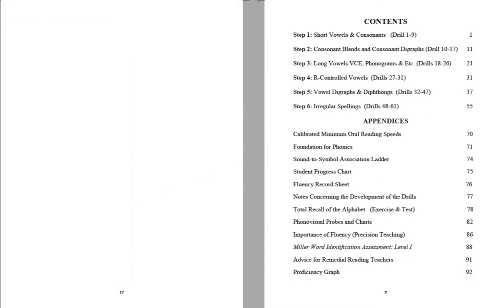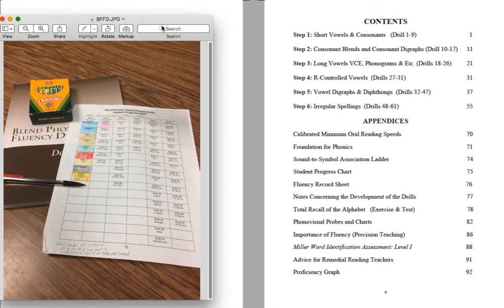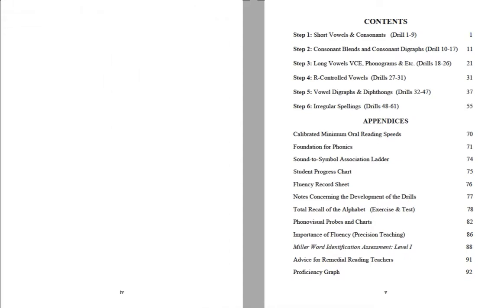Okay, now we don't need that anymore. The chart that you're looking at there is in the appendix of the book, and you'll be able to go back there and get a copy of it. And if you're using this book with a lot of students, you can just put it on a copy machine and run off as many copies as you want.